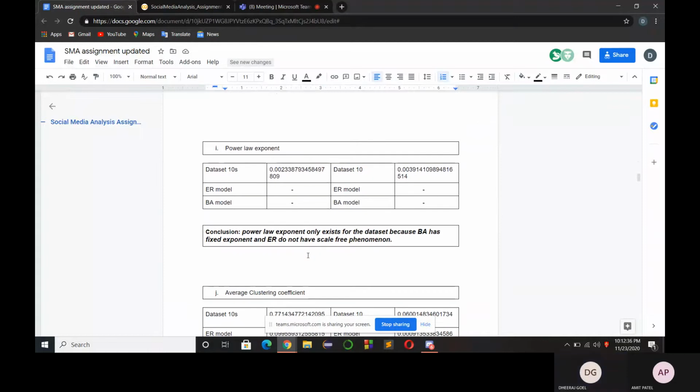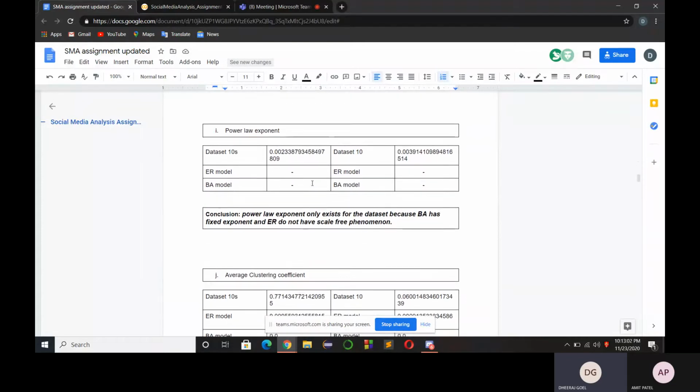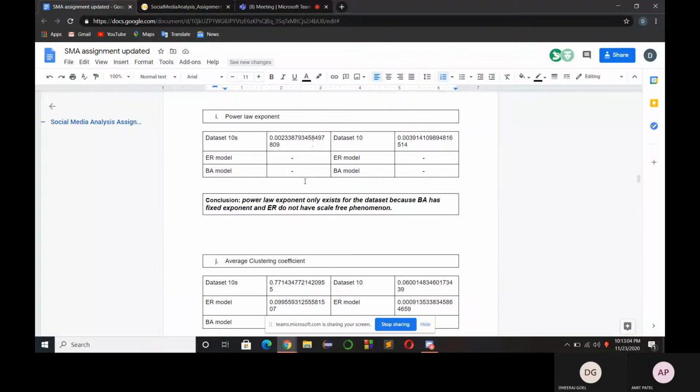Talking about the power law exponent, the power law exponent only exists for the dataset because BA has a fixed component here, and ER does not have scale-free phenomena. So these two columns are left empty, but the value we got for the power law exponent is around 0.0023. The rest are the decimal places. You can read that.